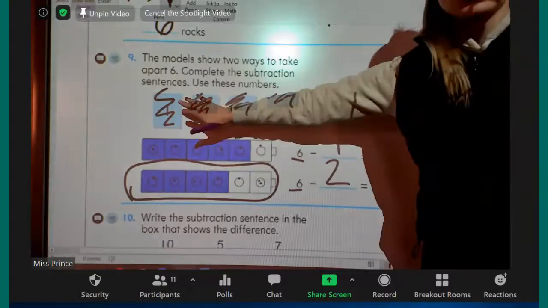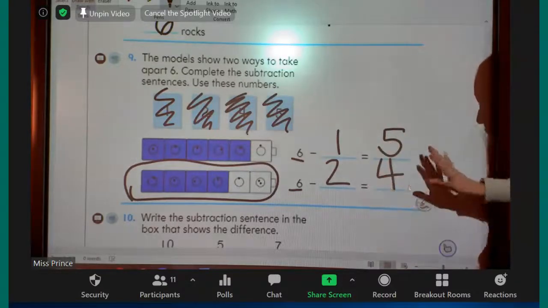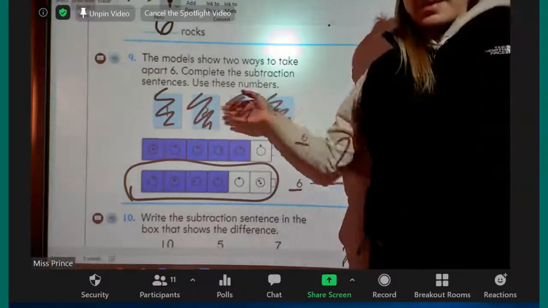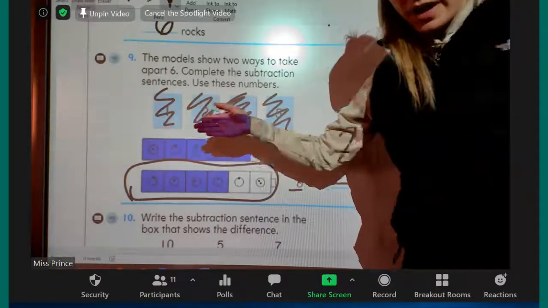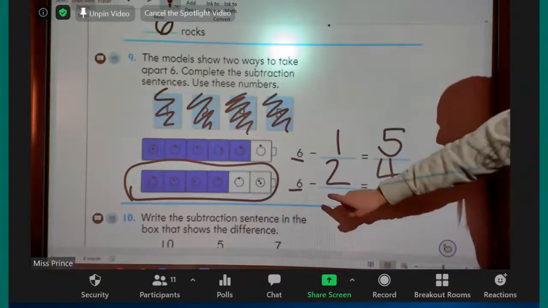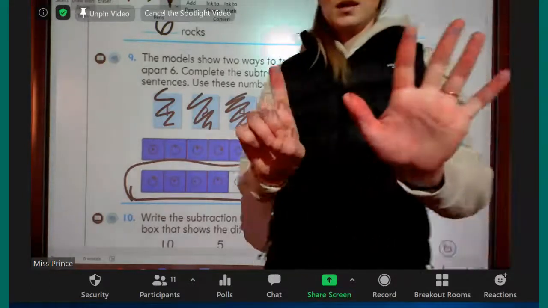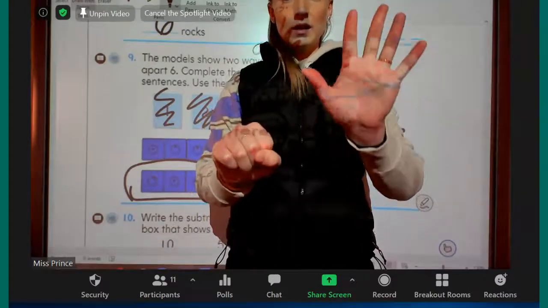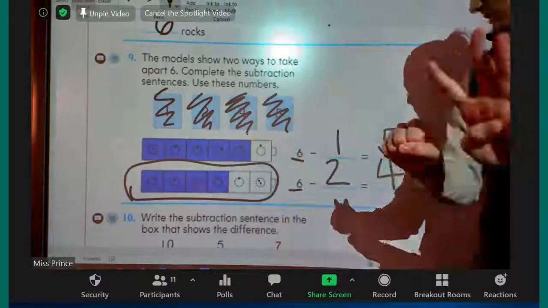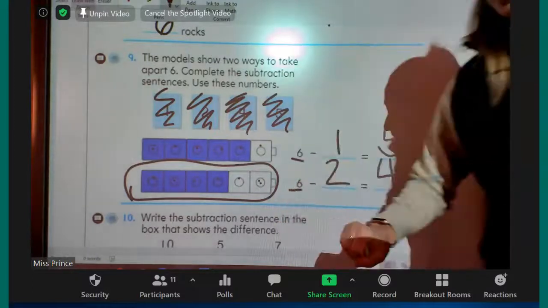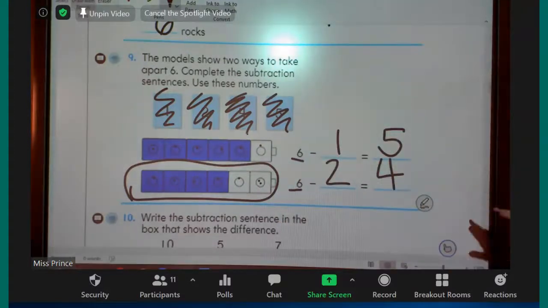Those are the only number choices you can use down here, okay? So if you find out you put a different number that's not up here, that means you need to fix your problem because it's not the right answer. Let's make sure that this is true. 6, take away 2, 1, 2, equals 4. And it does. So we know that we did this one right.